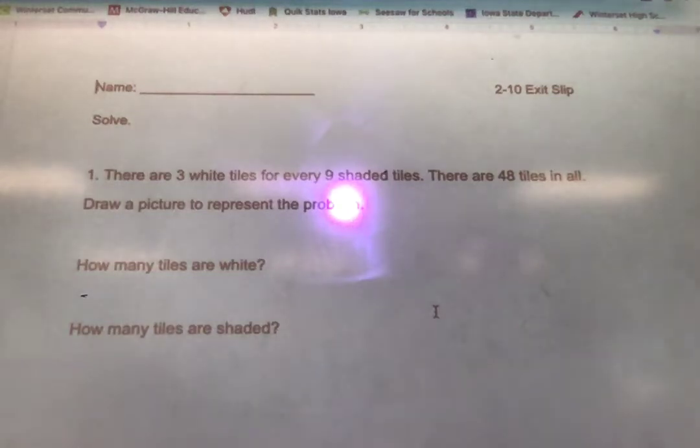Right, jumping into exit slip 210 here. Remember, our I can statement was to be able to construct and use pictures and tape diagrams to help us solve ratio problems. Okay, so we're going to take a look at a couple different ways to do this.